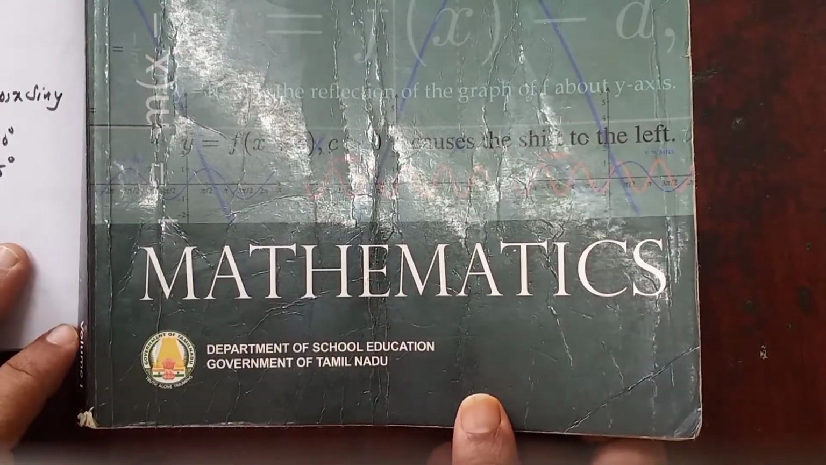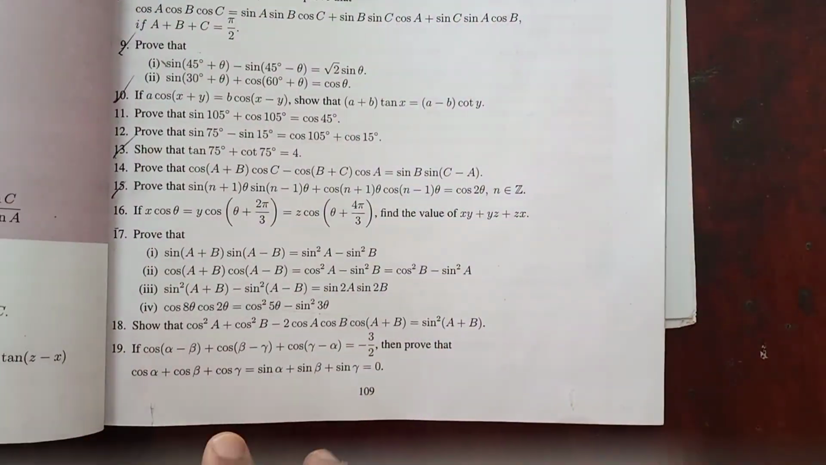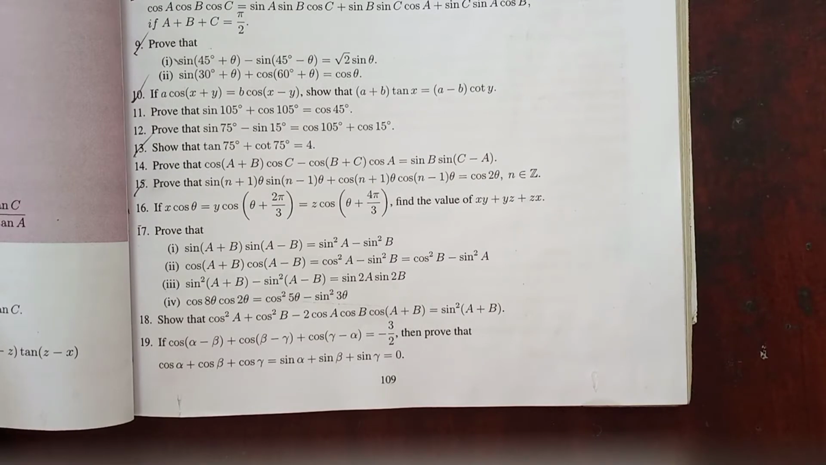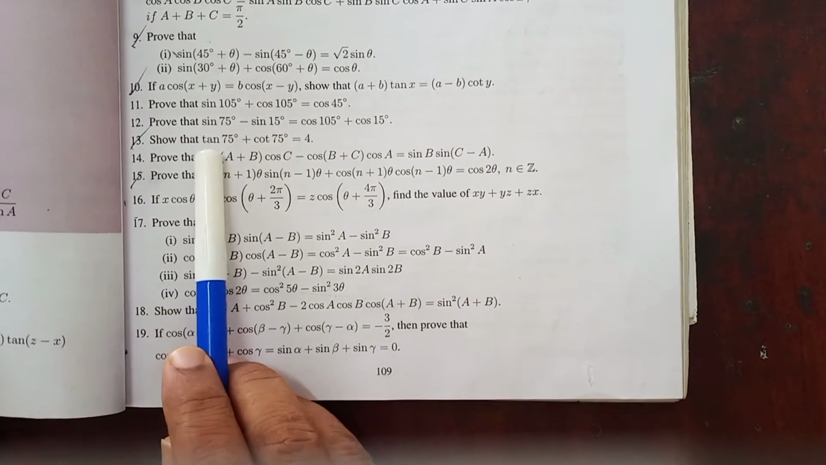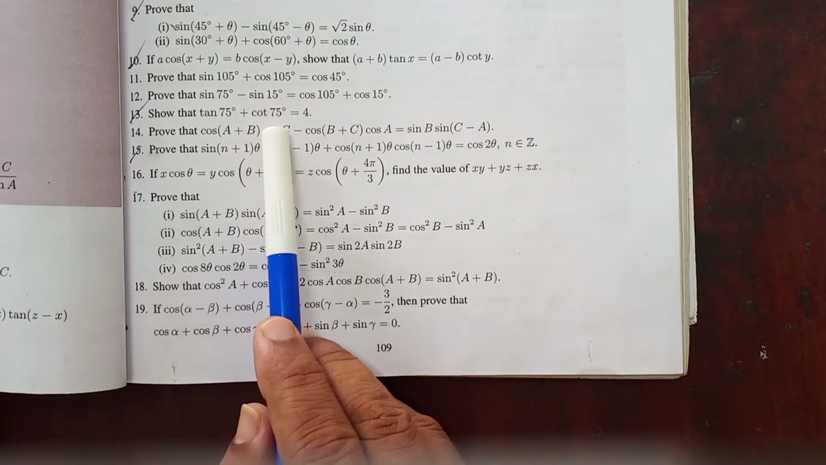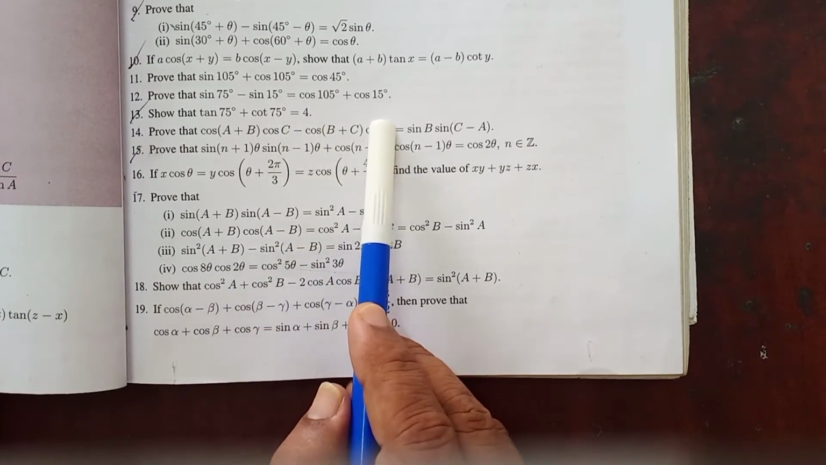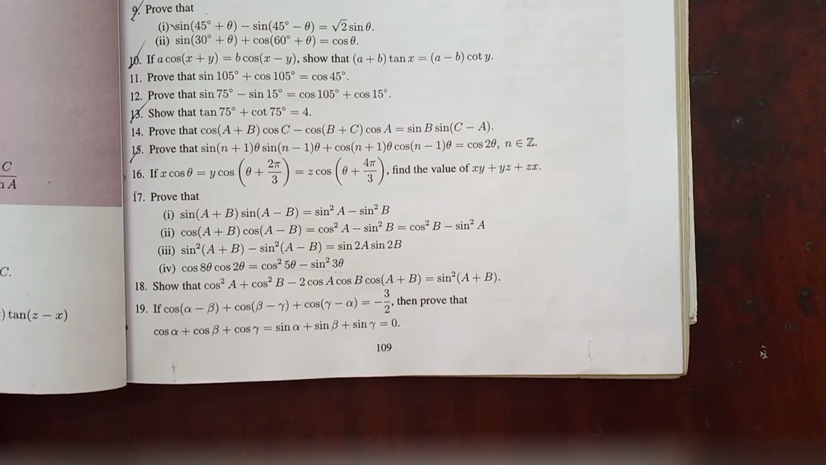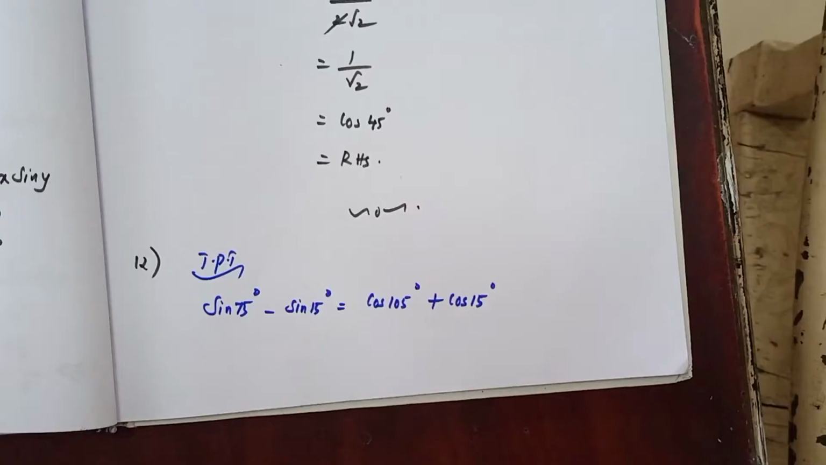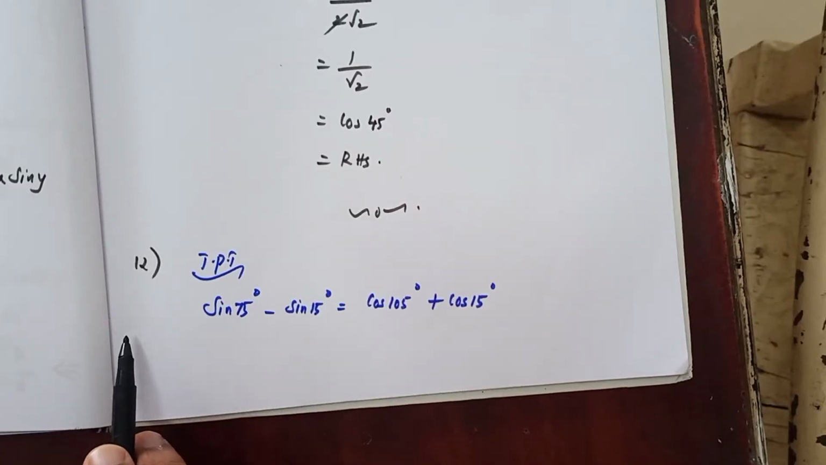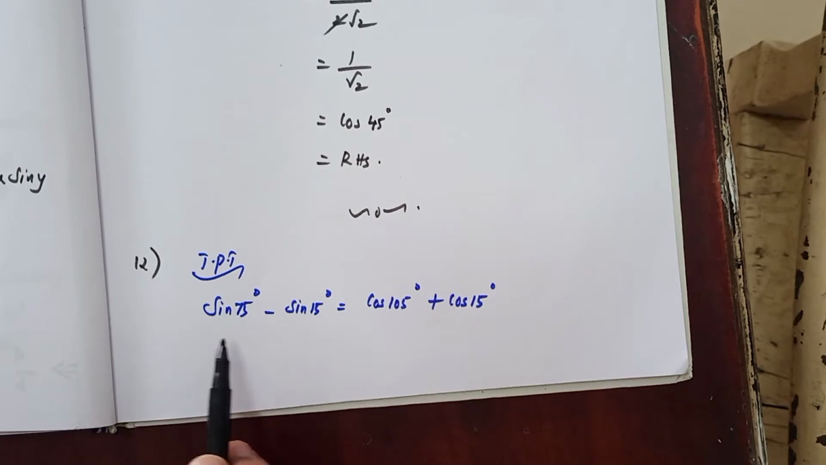11th standard mathematics, chapter number 3, continuation of exercise 3.4. Now problem number 12. Prove that sin 75 degrees minus sin 15 degrees equals cos 105 degrees plus cos 15 degrees. Here is question number 12. You can find one by one. First, I find sin 75 degrees.